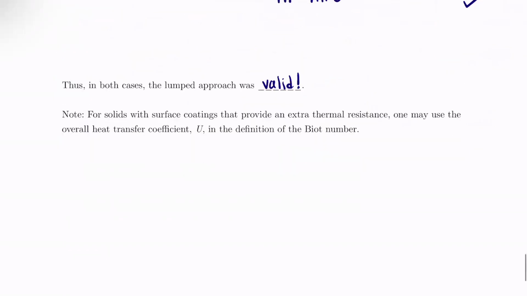And then one last note here. If you have a solid with a surface coating that provides extra thermal resistance, we can use the overall heat transfer coefficient U in the definition of the Biot number. So this would be given to you in a problem where that is the case. So if you have this coated substance, then you would be given this overall heat transfer coefficient U.